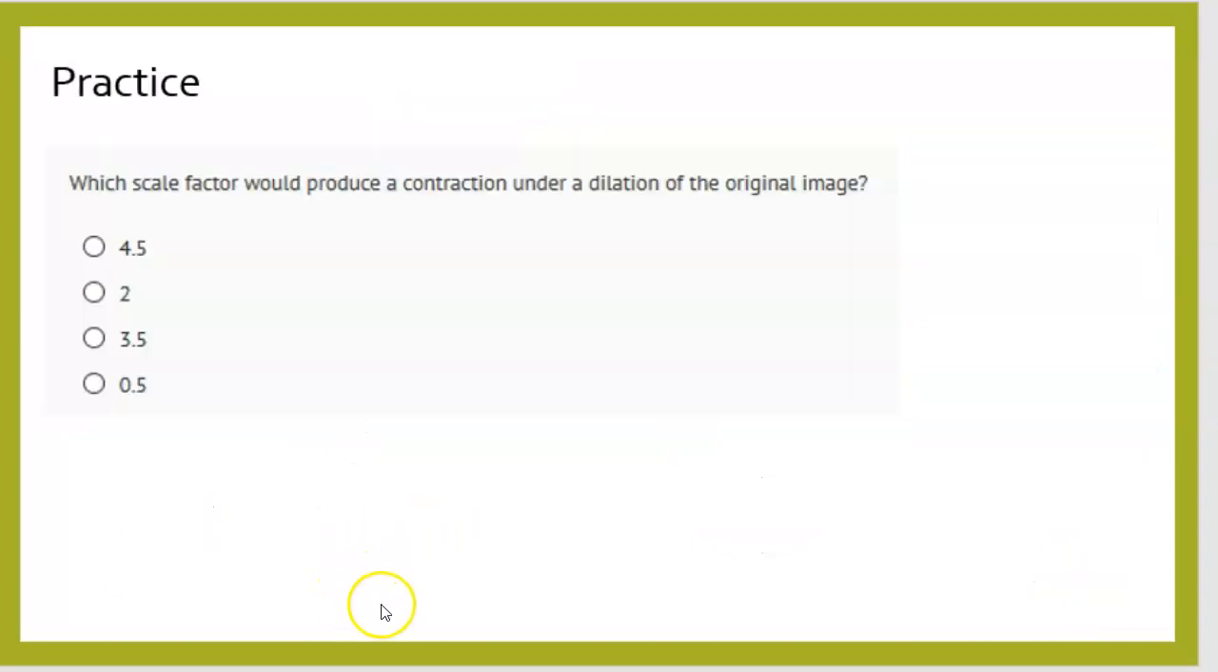Let's practice. Which scale factor would produce a contraction under a dilation of the original image? So we can call this A, B, C, or D. Remember, contraction, fraction, which one is going to give us that contraction? It's D. That's the only one that's between 0 and 1. While these are decimals that we could turn into fractions, they're larger than 1. So contraction, fraction, between 0 and 1.